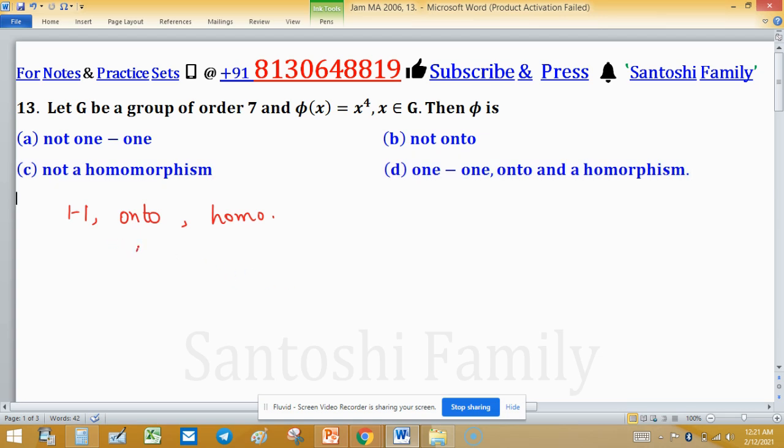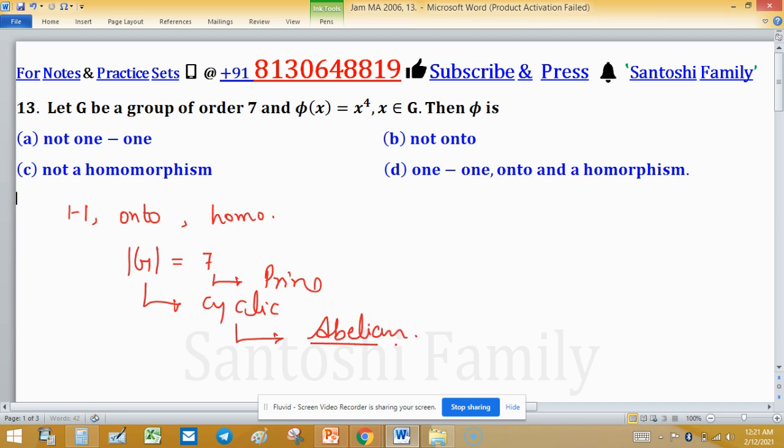Given condition is G is a group and the order of G is 7, and 7 is a prime number. We know that a group of prime order is always cyclic. This is a theorem, and every cyclic group is abelian. Indirectly, the property of a commutative group is given. We need to check 1-1, onto and homomorphism.